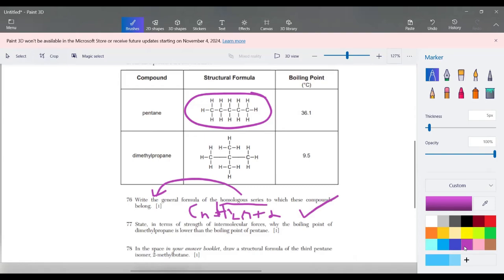Okay, now state in terms of strength of intermolecular forces why the boiling point. Most of this whole phrase is not important. They want to know, you can cross these compounds out.